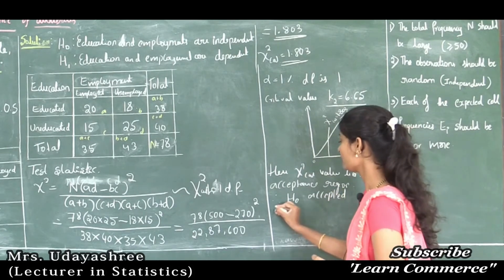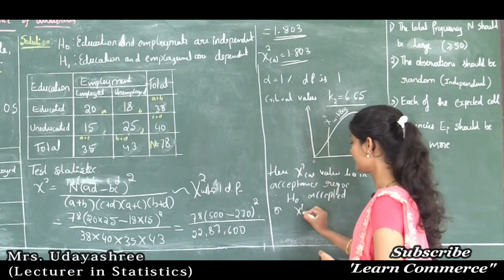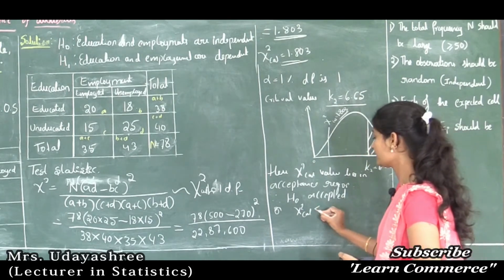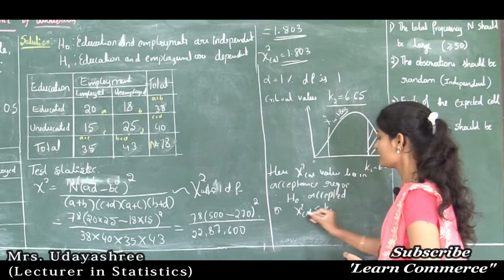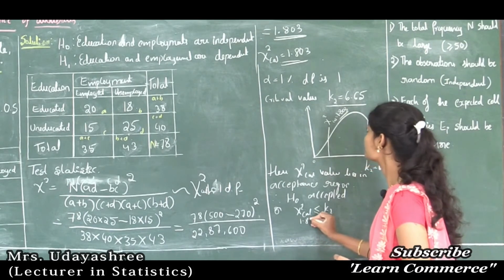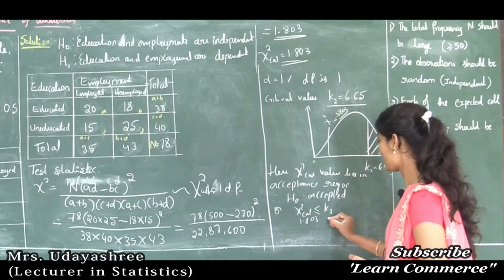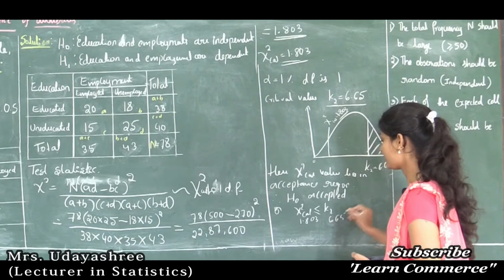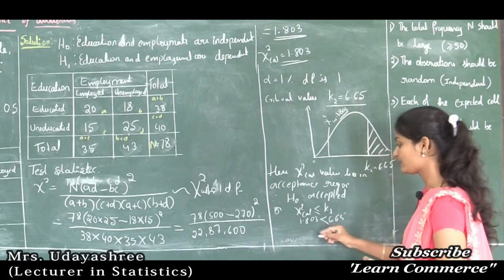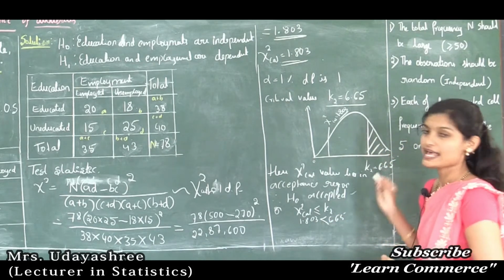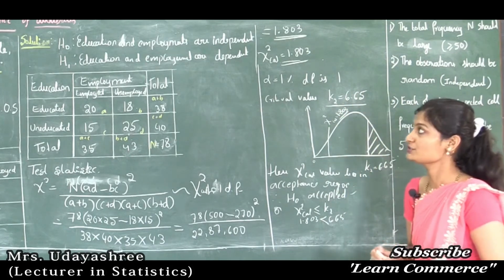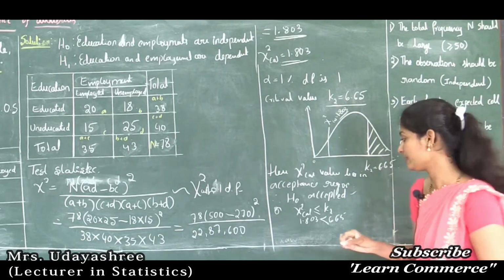Or there is one more condition. For an upper tail test, the condition is chi-square calculated value less than or equal to K2. Here the calculated value is 1.803 and the K2 value is 6.65. Since 6.65 is greater than 1.803, H naught is accepted. If H naught is accepted, what is the conclusion? The conclusion is that education and employment are independent.